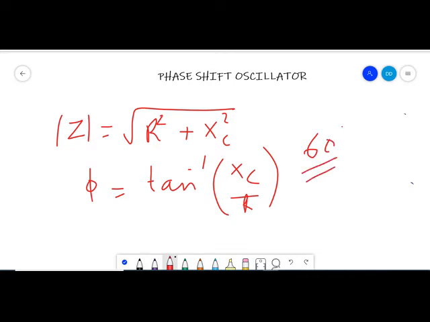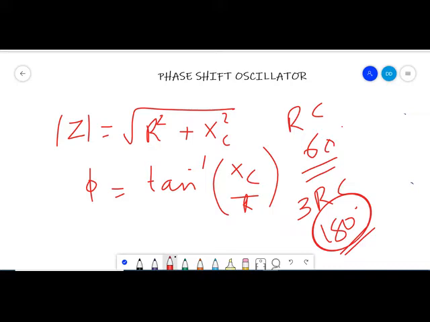So we can design a feedback network using resistor and capacitor, which can give 180 degree phase shift as required by the Barkhausen criteria. One RC network gives 60 degrees, so we will use 3 RC networks, which gives us 180 degree phase shift at the feedback. So using this RC feedback network, we can obtain 180 degree phase shift at the feedback.